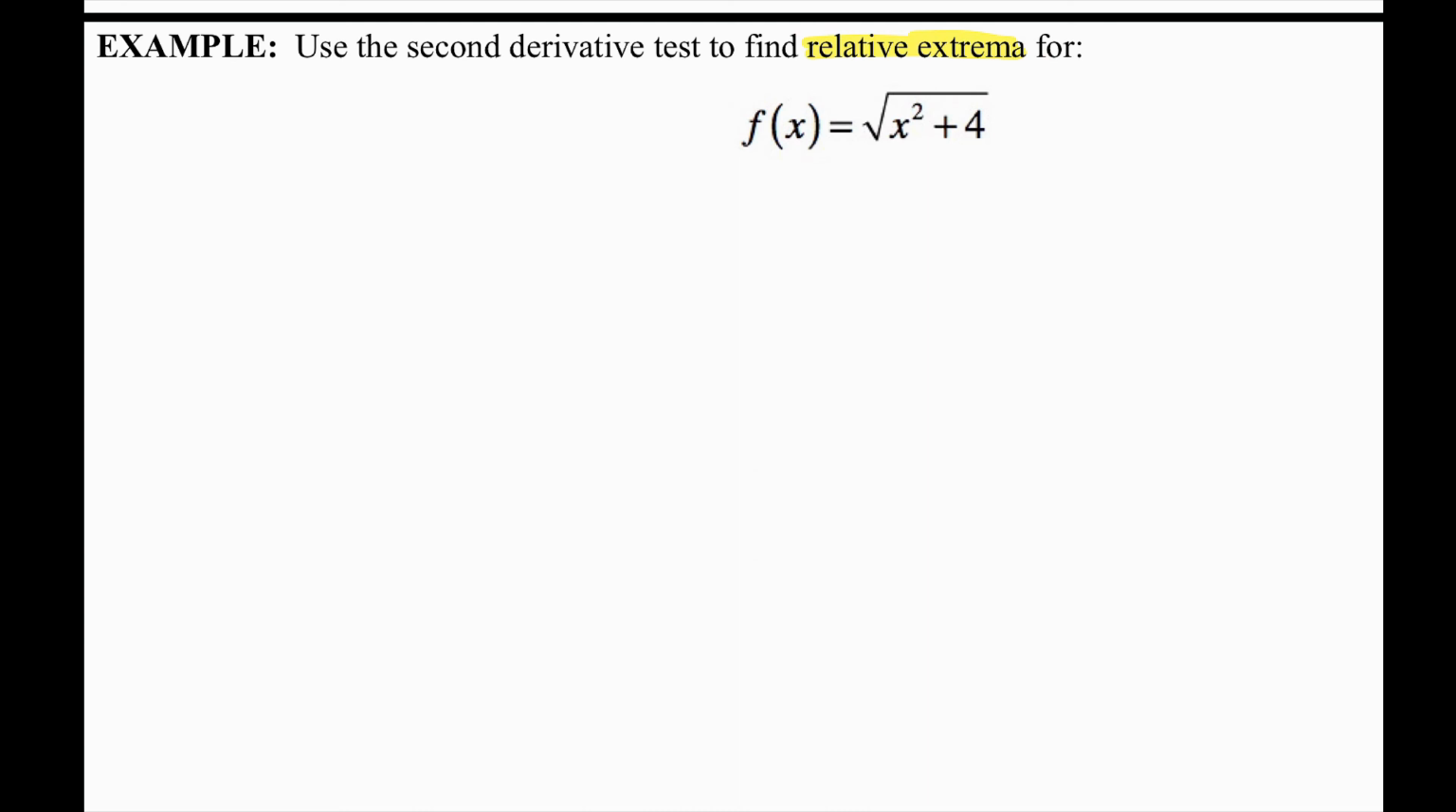What did we use to figure those out? How did we do it when we did those assignments last week? Or it might even be a week before that. What did we do to find relative extrema? What did we use? Relative extrema, maximum, minimums? First derivative test, right? Here it says use the second derivative test.